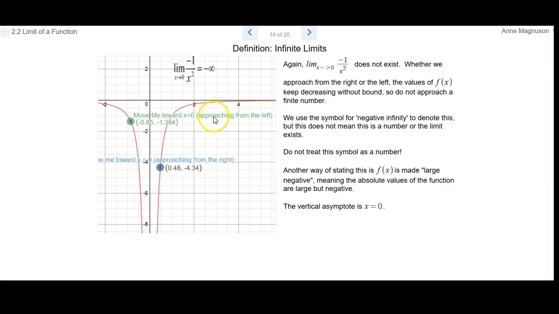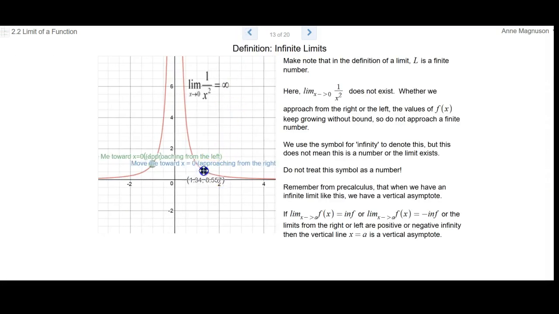So this hopefully dusts off your memory about vertical asymptotes. When a function approaches infinity, or negative infinity, as you're approaching an x value, you have a vertical asymptote. So in this case, the vertical asymptote is 0 because the y values are approaching negative infinity. They're being made large negative. In my previous slide, they're approaching positive infinity. Again, the vertical asymptote was x equals 0.